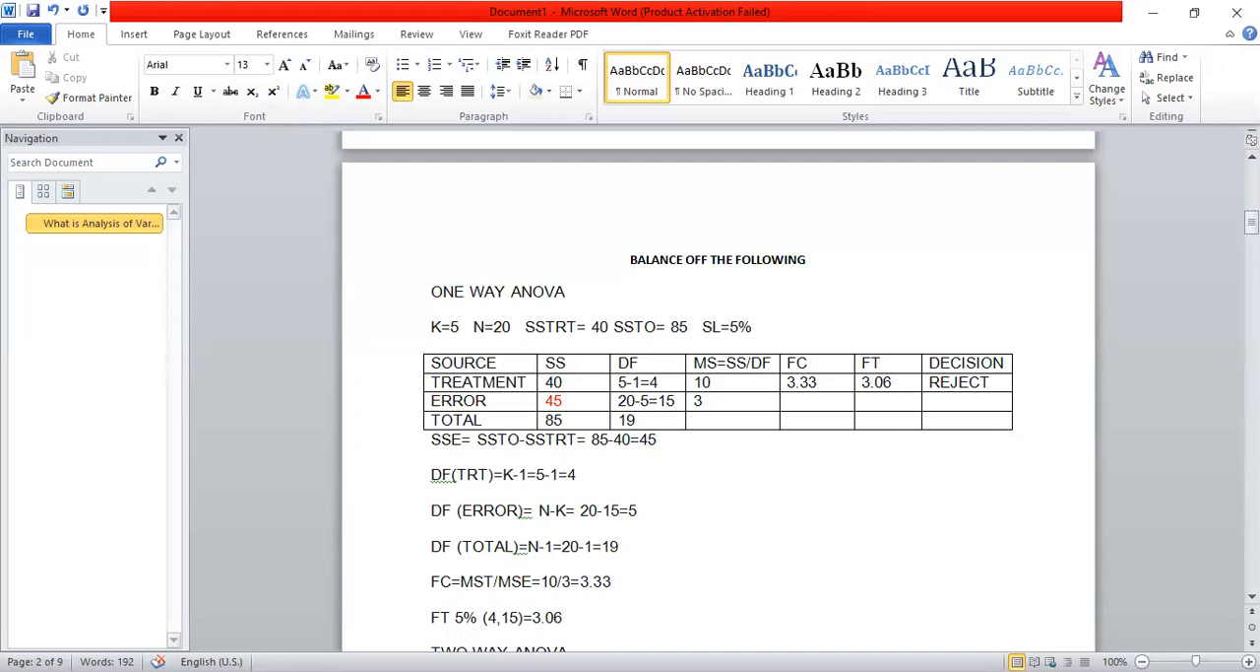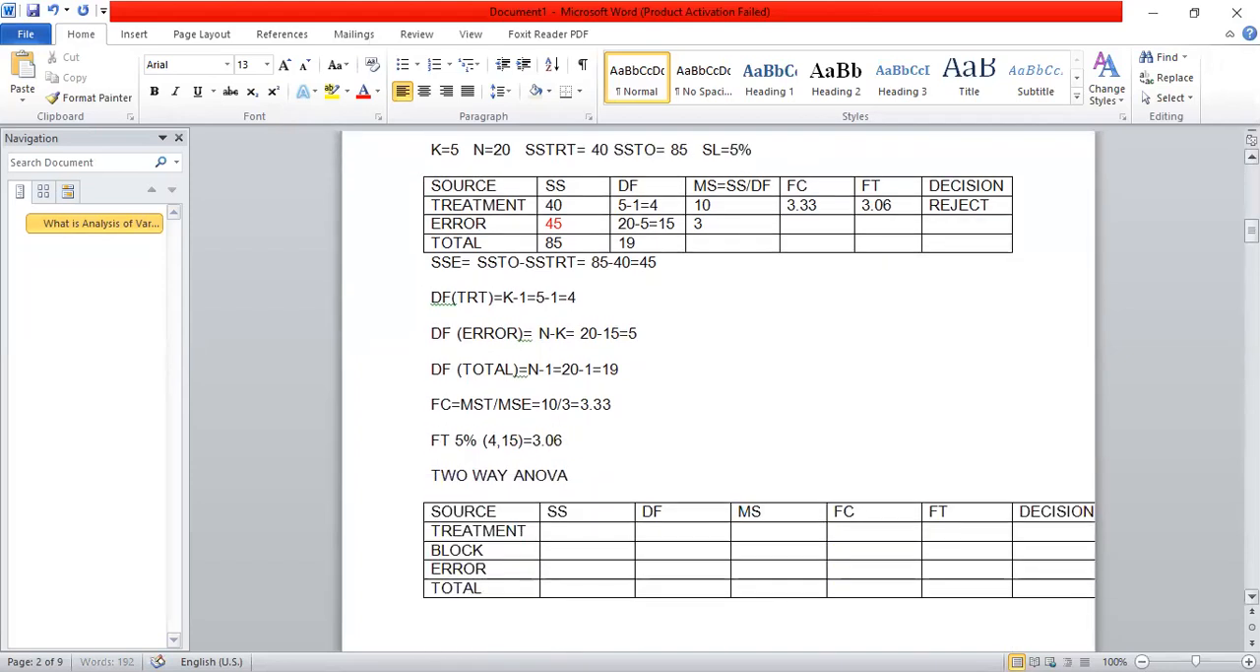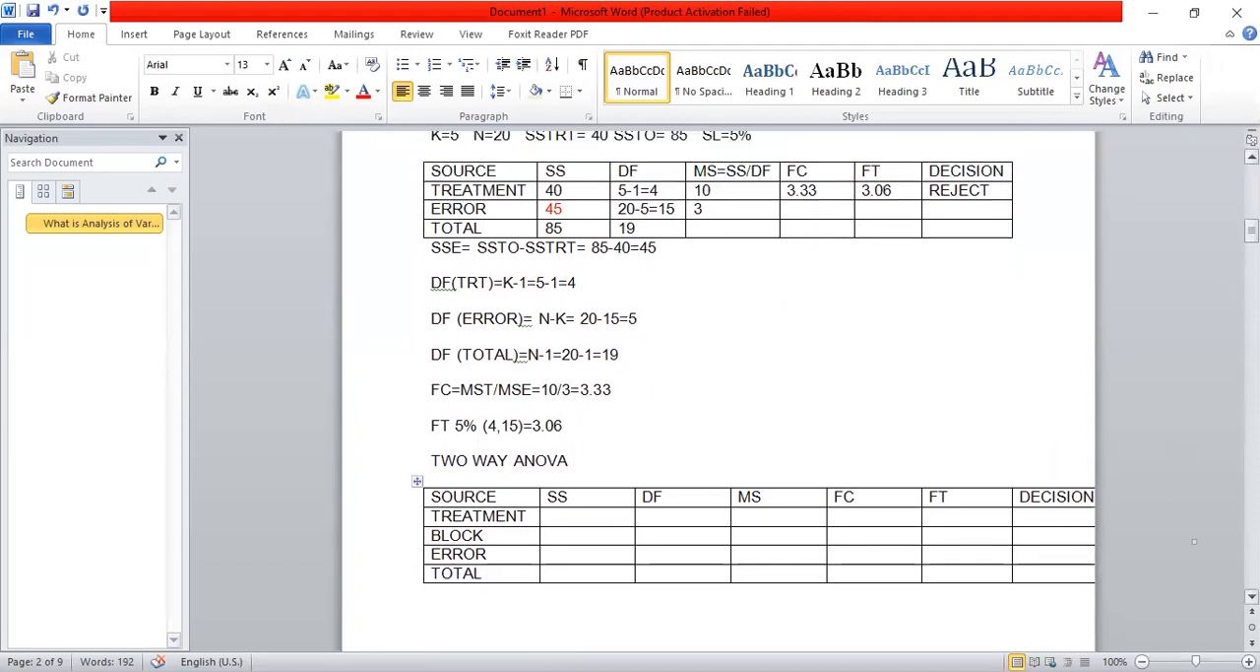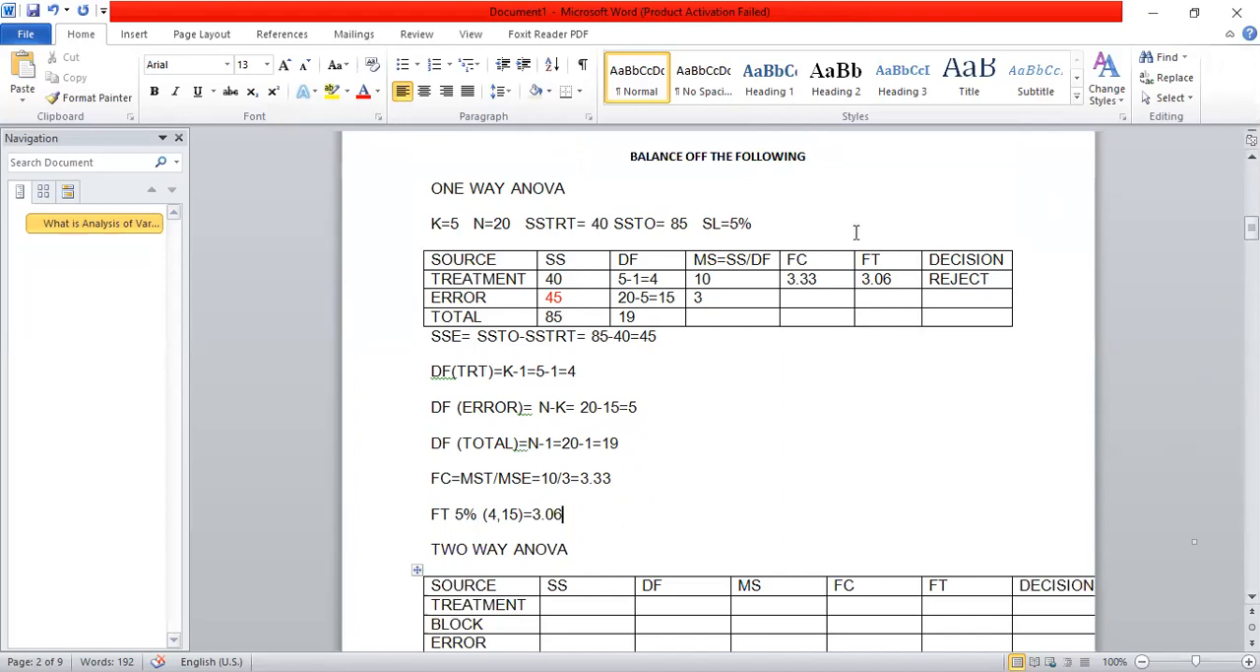Let's do the same for the second one, the two-way Anova. So secondly, to make the decision, we always reject if this is more than that. Reject H0 if the F calculated is greater than the F tabulated from the table. So that's why we're rejecting, because this one is more than that.